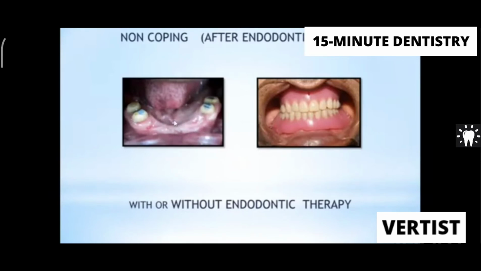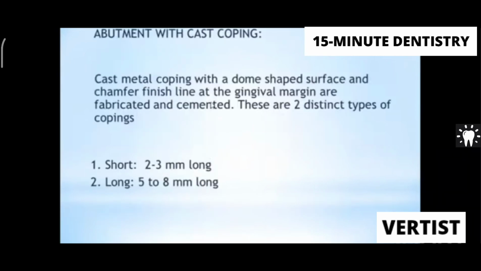So whenever you do the root canal treatment, you can give the amalgam plug, do the fluoride treatment, and directly fabricate the denture over it. So this is something called a non-coping type of overdenture.